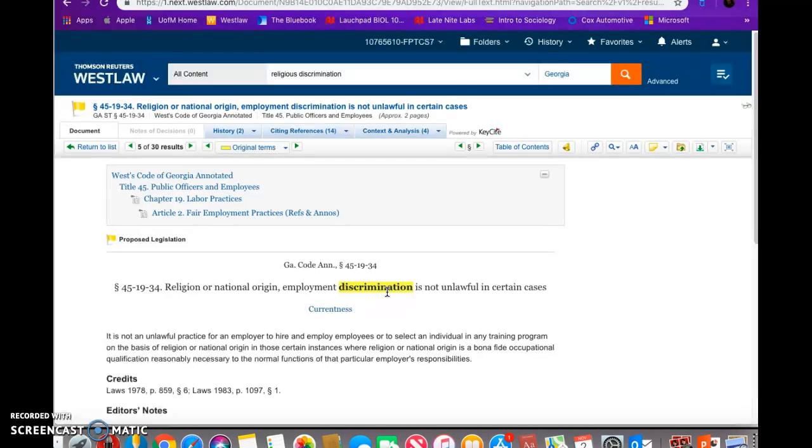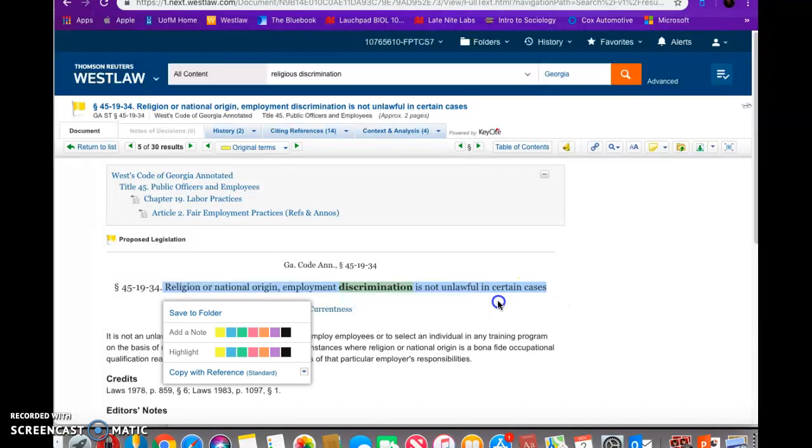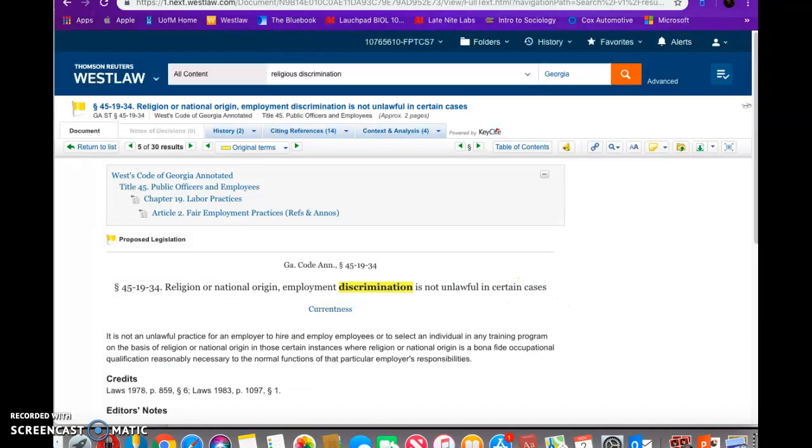because of their religion. I don't know if it's because it's an at-will state, because a lot of states are at-will states, which means that an employer can terminate a person for whatever reason they want. And I'm not sure if Georgia is an at-will state, but this sums it up for me. Basically saying that religion or national origin employment discrimination is not unlawful in certain areas. So my answer to number 2 is no. This lawyer could not have sued for this particular case in the state of Georgia. But that's pretty much it.